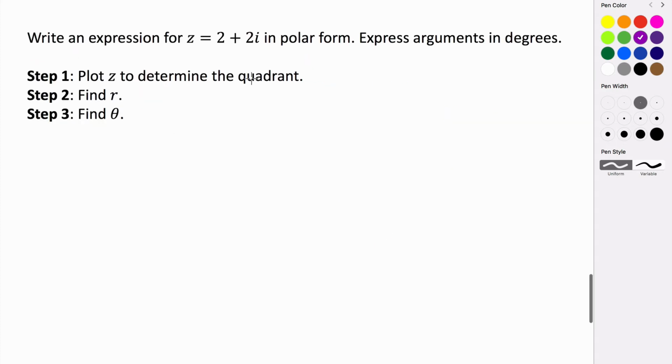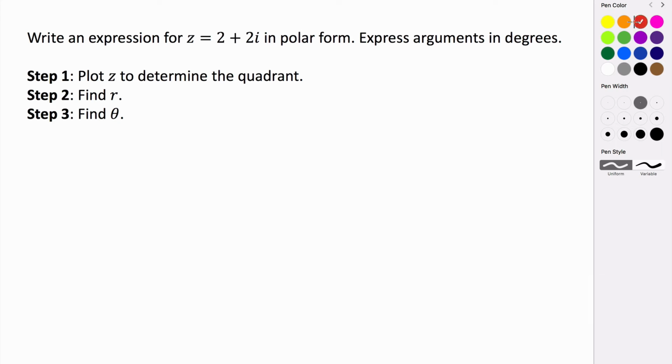So for this example, we want to write an expression for z equals 2 plus 2i. So this is a complex number, and we want to write it in polar form. We want to express our argument in degrees, so the value of theta we want to express in degrees. First, it recommends that we plot z to determine what quadrant our angle should be in. So let's go ahead and plot z.